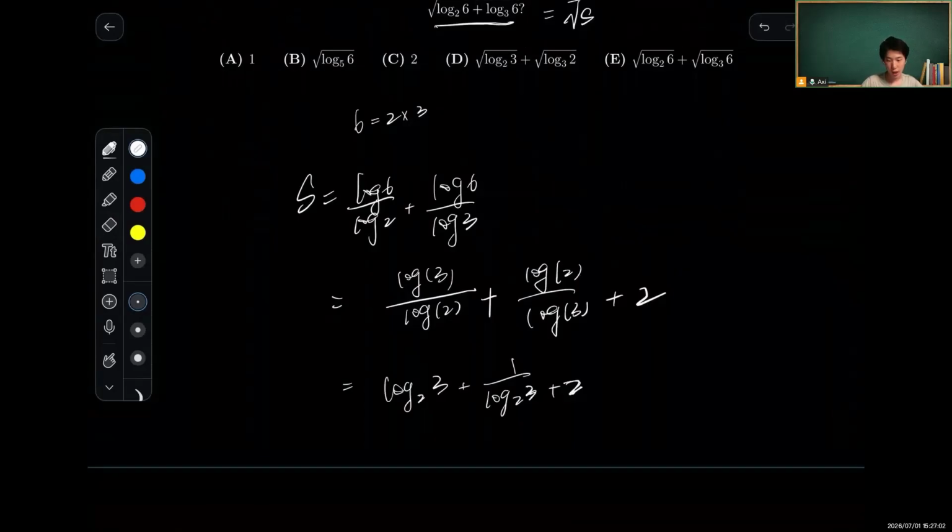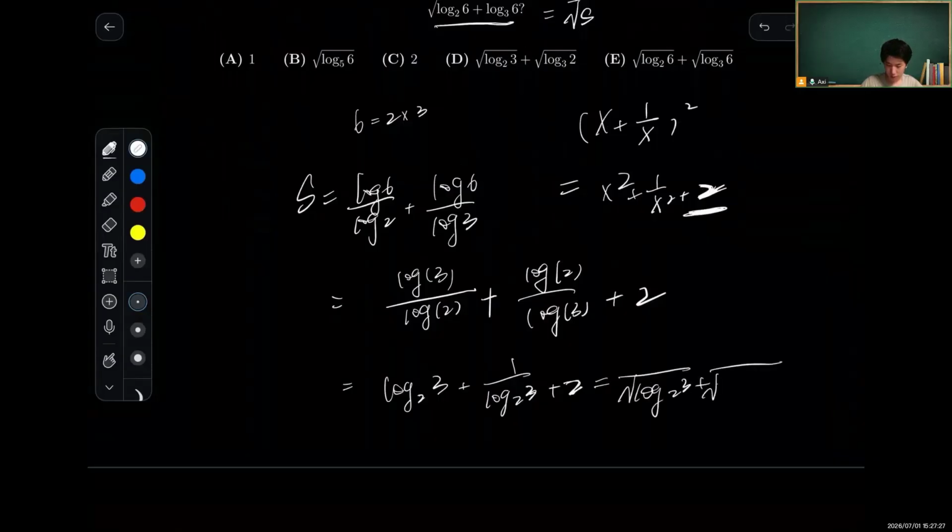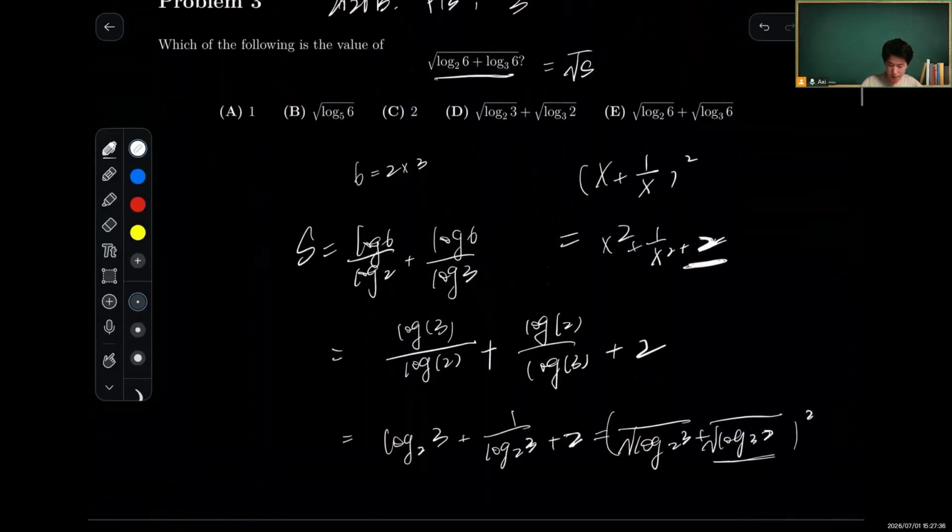Because a pattern I know is x plus 1 over x squared is actually equal to x squared plus 1 over x squared plus 2. This is very common because it is special, since the middle term is actually a constant value. In this case, everything fits perfectly, so this is equal to square root of log 2 of 3 plus square root of log 3 of 2, or this is just 1 over log 2 of 3 squared. So square root of s is in fact b, and we are done.